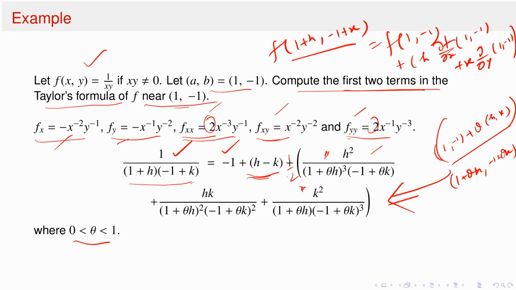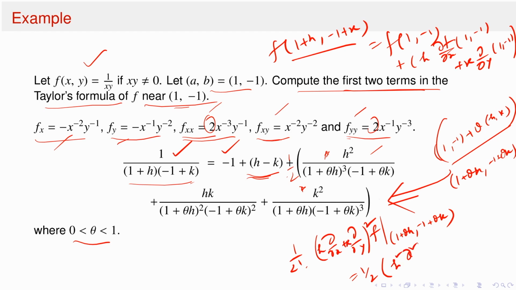So, what you have to do, you just calculated this one, na? So, that means 1 by factorial 2, then (del x plus del y) to the power square of f at the point (1 plus theta h, minus 1 plus theta k). That is what you have to do. This should be h and this should be k. So, h square del 2f del x2 at the point (1 plus theta h, minus 1 plus theta k). Okay, that is the first one.